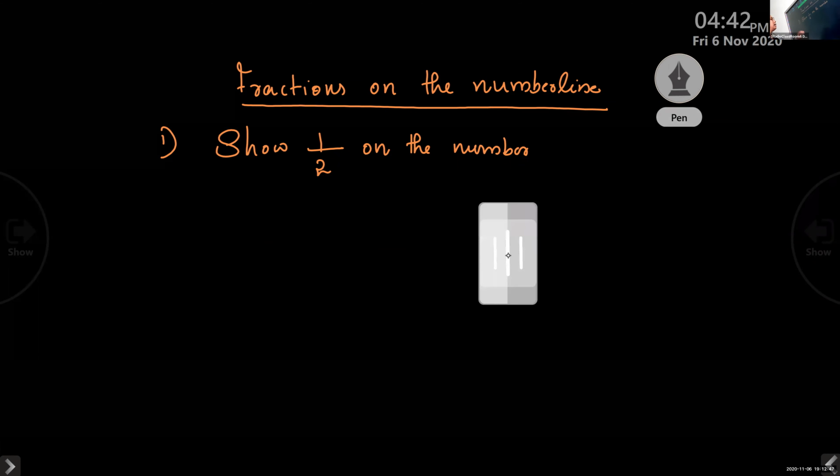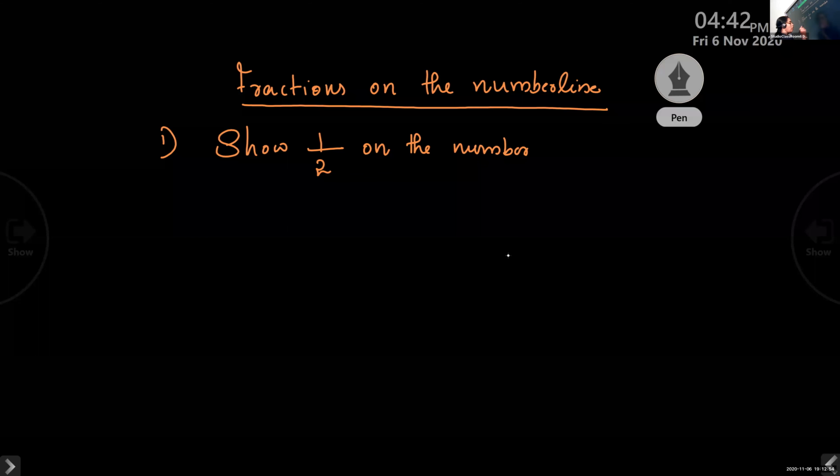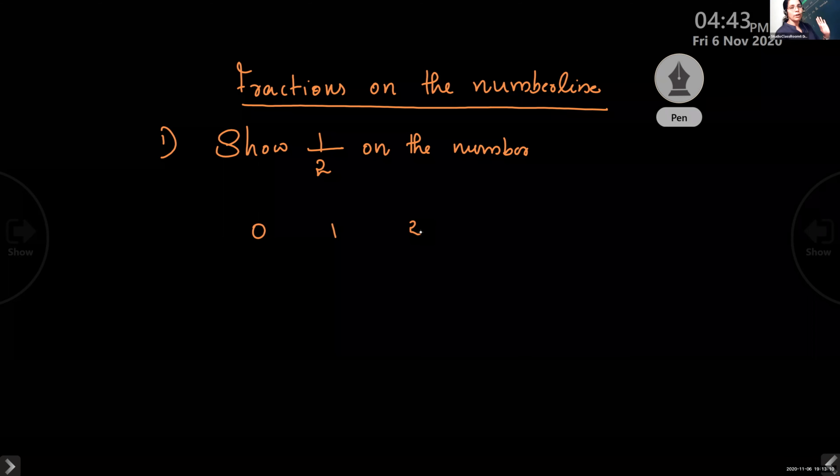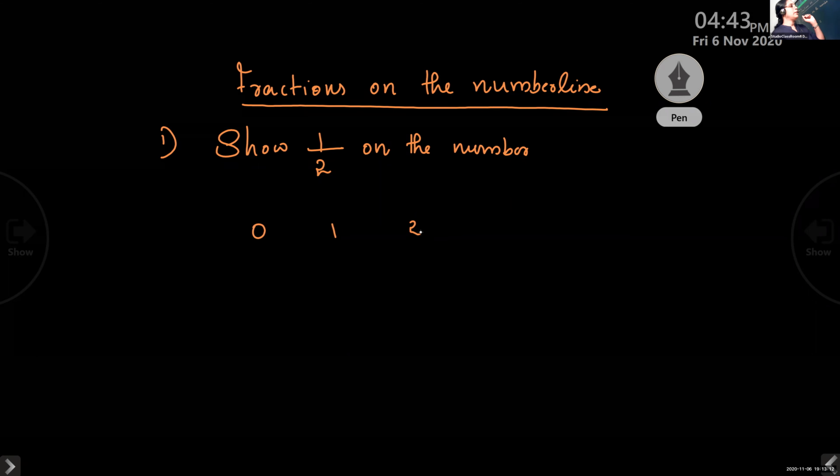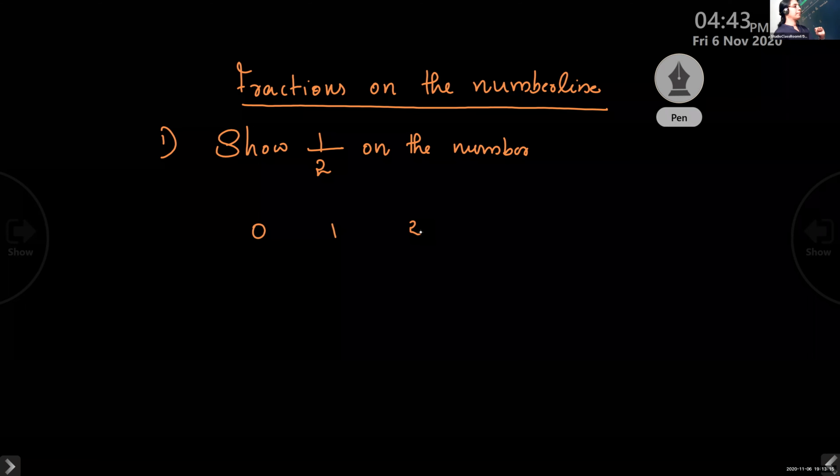The first step is, you look at the denominator. What is the denominator? 2. So you write from 0 onwards: 0, 1 and 2. If the denominator is 3, you write 0, 1, 2, 3. If the denominator is 4, 0, 1, 2, 3, 4. Start from 0. If the denominator is 5, 0, 1, 2, 3, 4, 5.